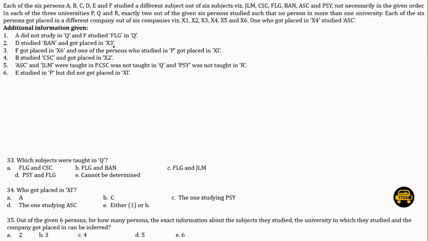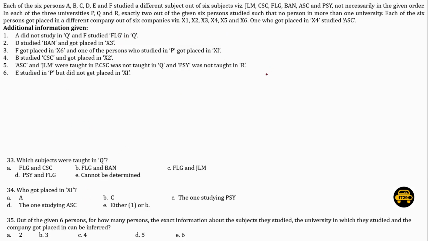And they studied in 3 different universities, namely P, Q, and R. Exactly 2 of the given 6 persons studied in one university, and no one studied in more than one university. Each of the 6 persons got placed in different companies out of X1, X2, X3, X4, X5, and X6. One more point is given: one who got placed in X4 studied ASC. Now we have some additional information, and then we have to answer the questions accordingly.